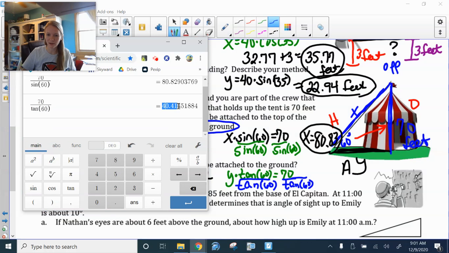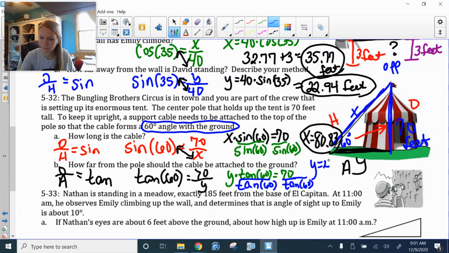So I get the rope needs to be staked down about 40.41 feet away. Boom.